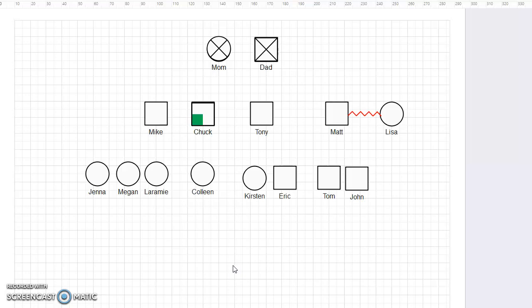So I've laid in some basic shapes here for my immediate family, mom and dad, and then my three brothers and my one sister, and then all of our kids on the next level. I've started to play around with some connectors and some different features. These two exes, mom and dad, have both passed. Chuck has diabetes. Lisa and I don't get along, so that's hostility.